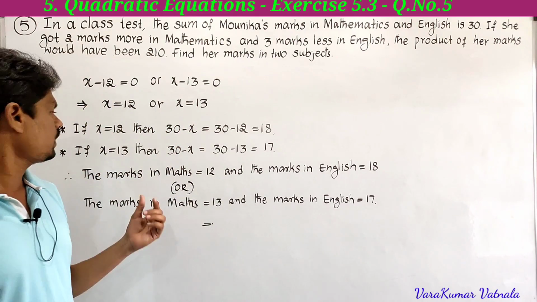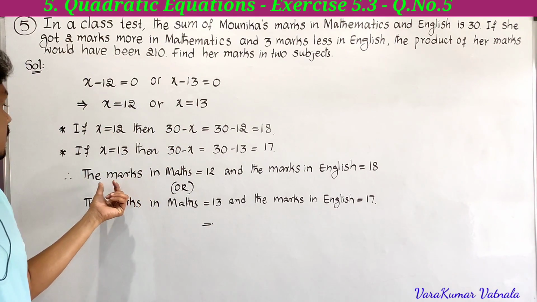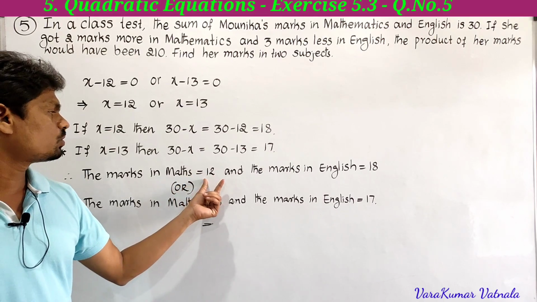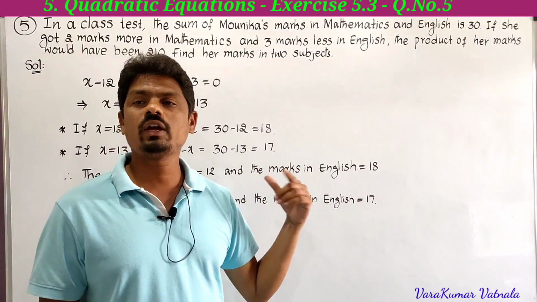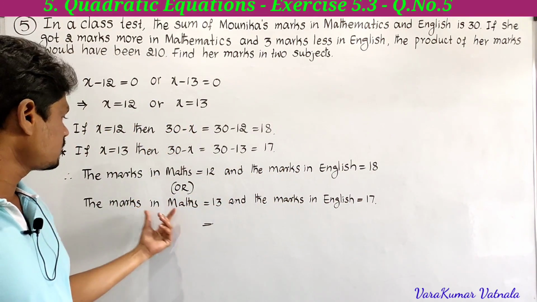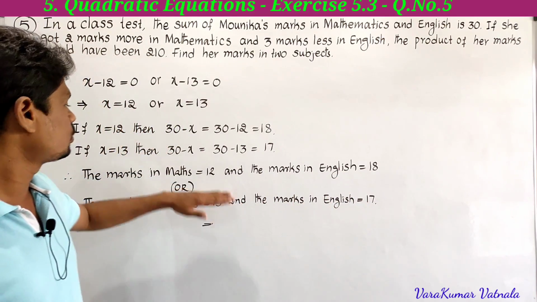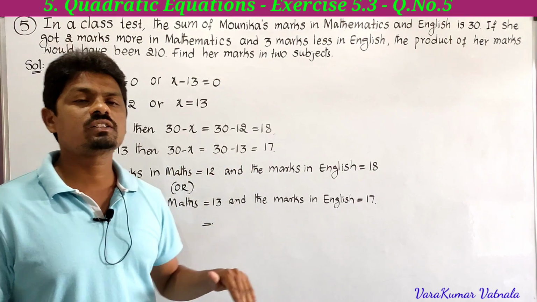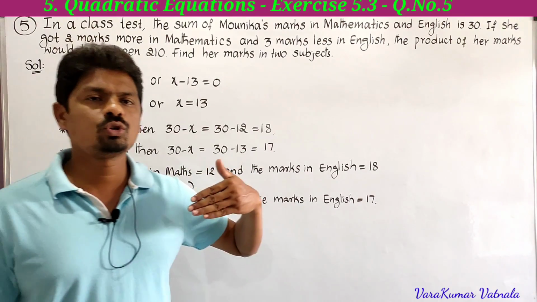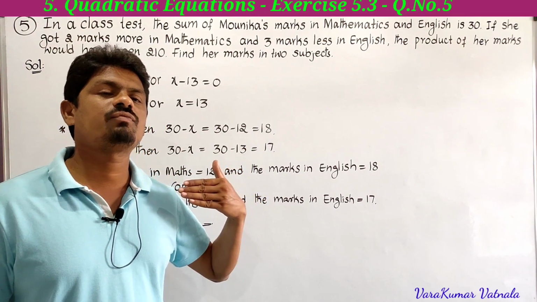So here we have two values for both. The marks in maths is equal to 12 and the marks in English equal to 18, or the marks in maths equal to 13 and the marks in English equal to 17. So these are the marks of two subjects of Maunika. So this is the fifth problem in exercise 5.3.